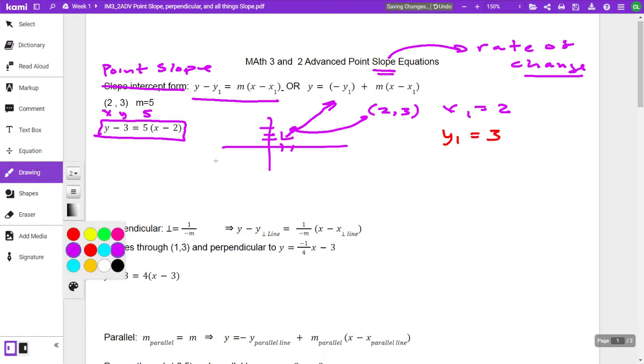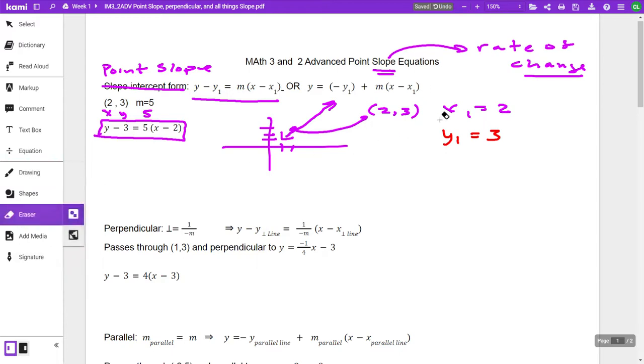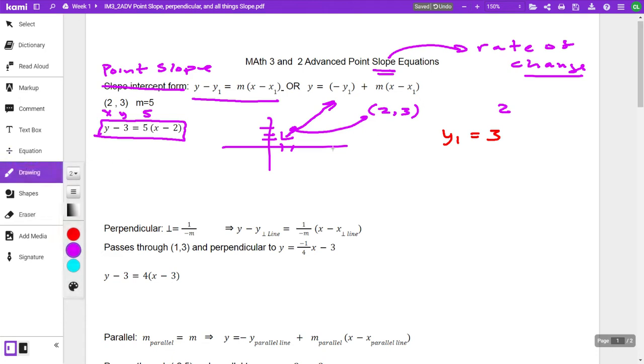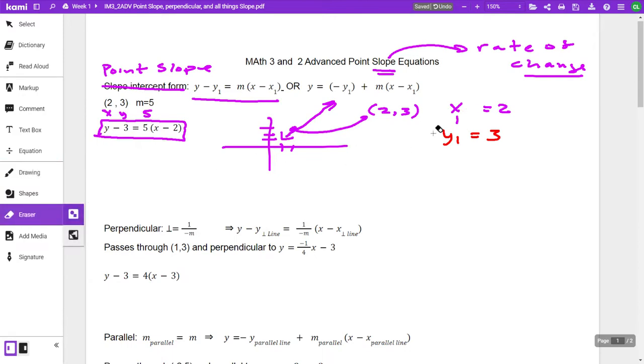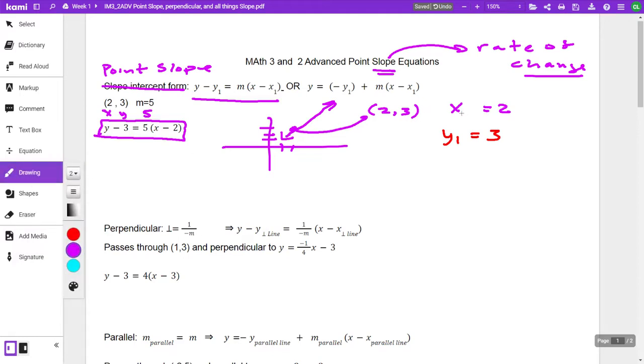Let me clean that other one up. That's pretty ugly. And this is x2 is equal to 2. Oh my gosh, I keep putting x2. It's just x1. There we go. We'll go back to that. All right. And I know from what they give me that I have a slope of 5.